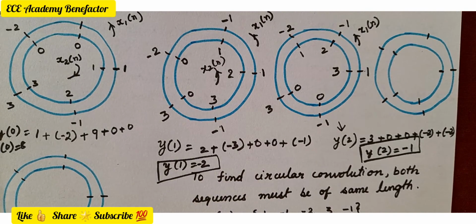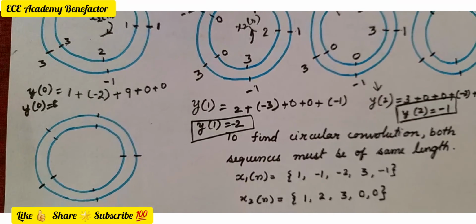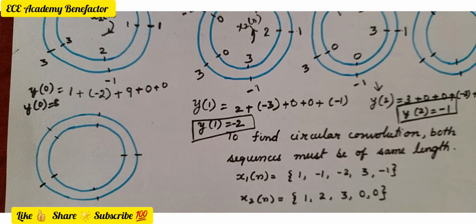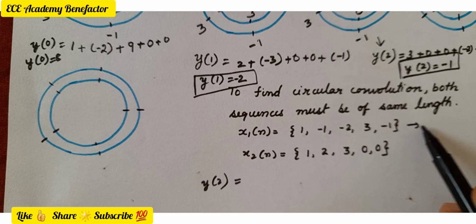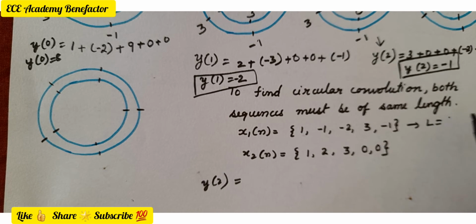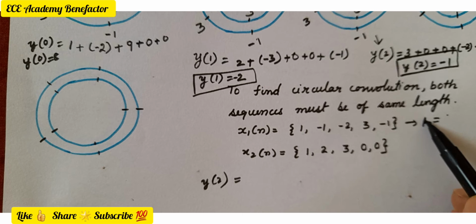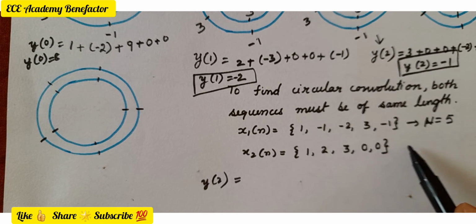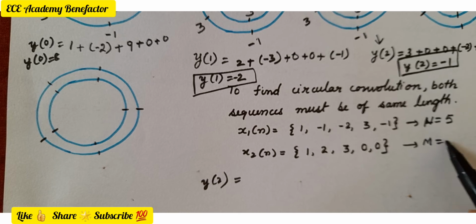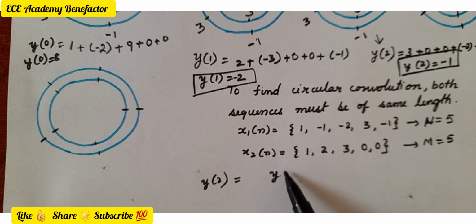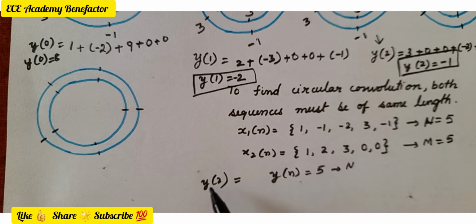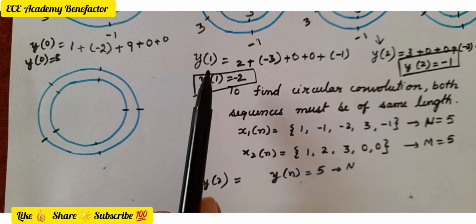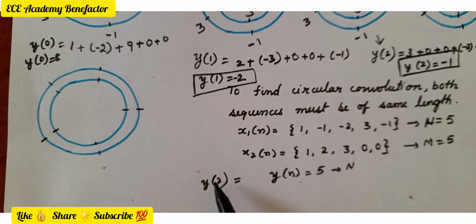Okay, now let us find till what value we have to find here. x1 of n is of length 5, and x2 of n length is also 5. So what will be the y of n length? It will also be 5. So we have computed y of 0, y of 1, y of 2. Now what do we have to find?